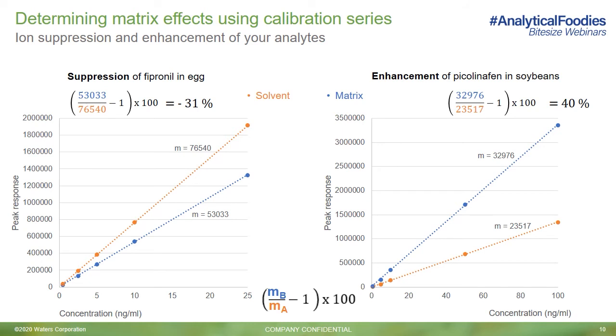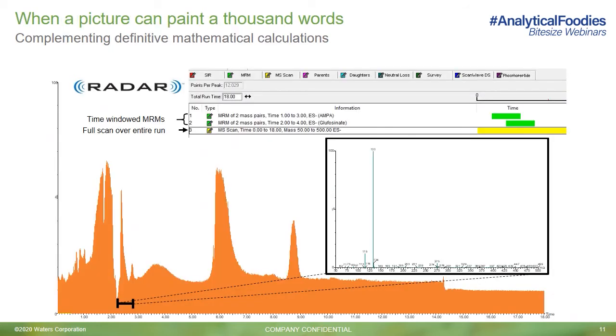Inputting the slope of each line into the equation, we calculate similar effects across the working range for both fipronil and picolinafen as just reported at the fixed MRL concentration. As we've just seen, overlaying our data allows for very informative observations to be made.